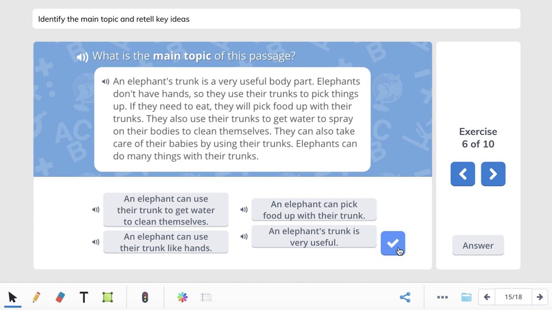Okay, now think about what the main topic of this passage is. Would it be an elephant can use their trunk to get water to clean themselves? An elephant can use their trunk like hands? An elephant can pick up food with their trunk? Or an elephant's trunk is very useful? Let me remind you, if you look back at the first sentence, that will help you find the main topic. And the first sentence says, an elephant's trunk is a very useful body part. So, an elephant's trunk is very useful will be the main topic.